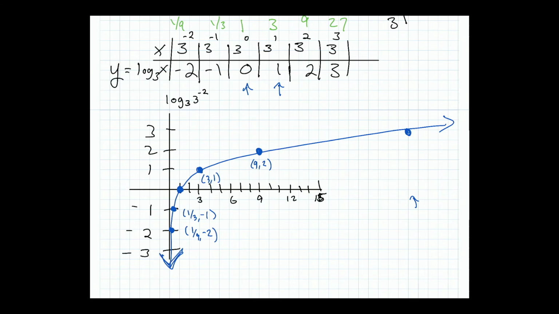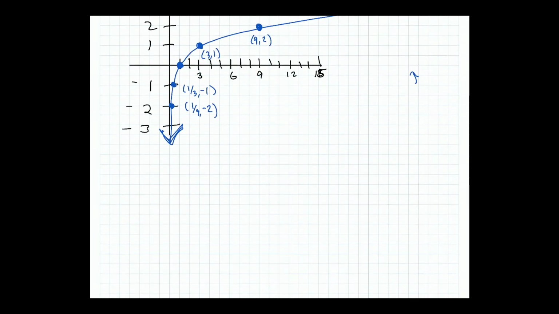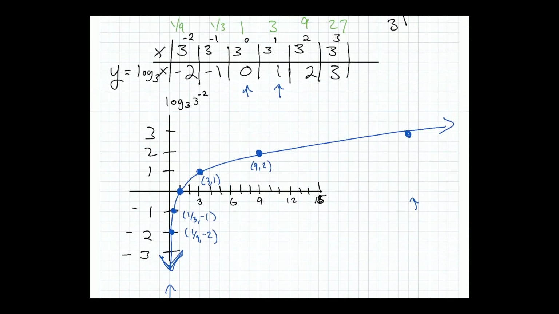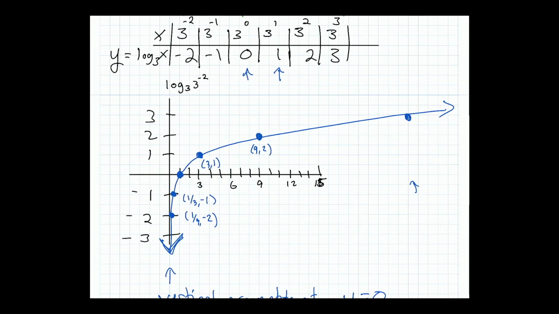All right. And so what you've got is a vertical asymptote right here at x equals 0. It sort of flattens out. You can see that the curve flattens out in this direction, but it doesn't flatten out completely. It keeps going up forever, and that's your graph. And so you should be able to produce a graph like this.